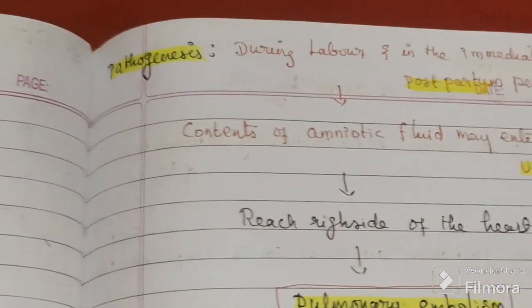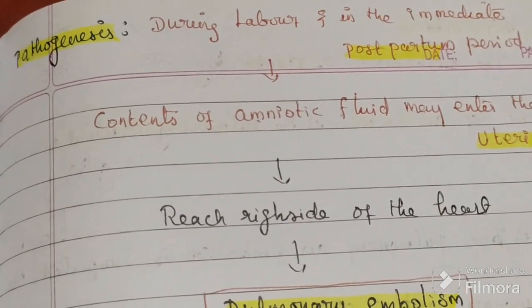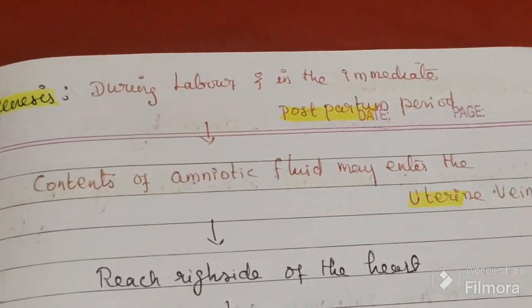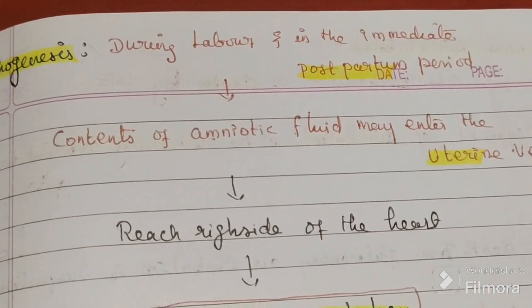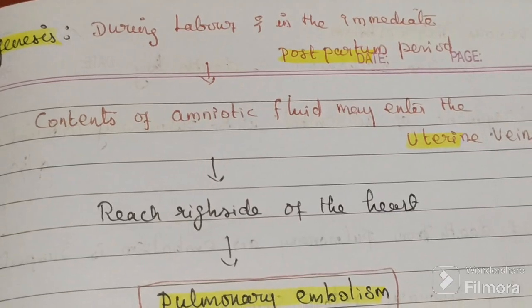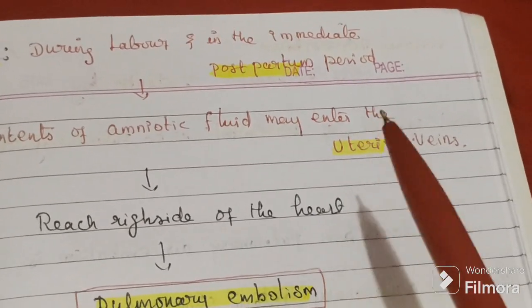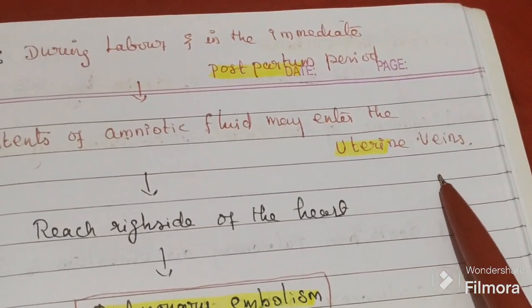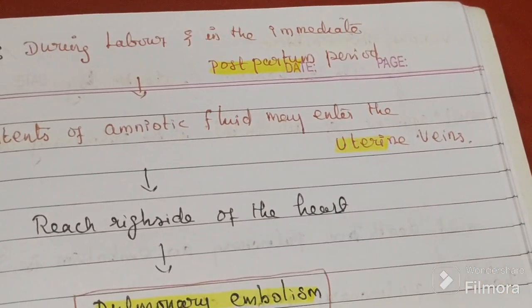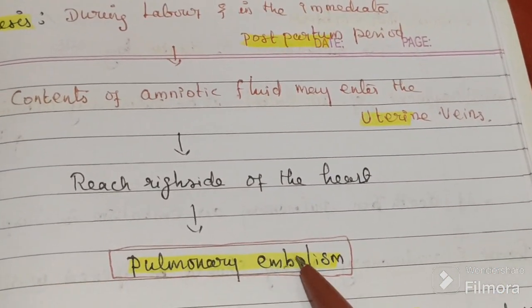So the pathogenesis: during labor or immediately postpartum, due to vigorous contraction, amniotic fluid can enter the uterine vein. So here what is the vein? The uterine vein, and it will reach the right side of the heart and cause pulmonary embolism.